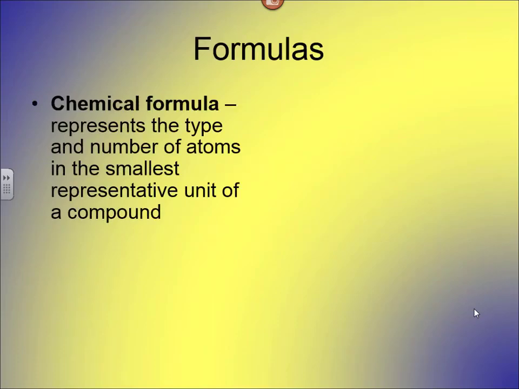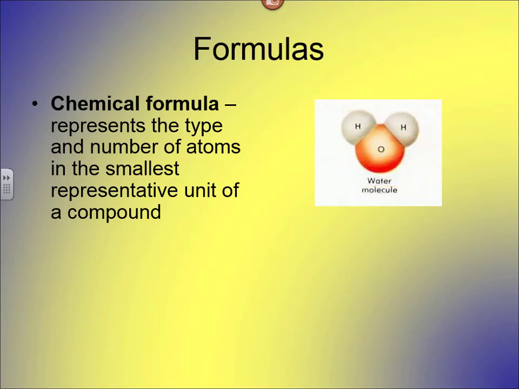So we'll start with some definitions, since we really didn't do that last week when we talked about formulas for the first time. A chemical formula represents the type and number of atoms in the smallest representative unit of a compound. It's kind of a mouthful, but the reason that we have to say it that way is because there are different kinds of compounds that are made by different kinds of bonds, and they aren't all exactly the same.